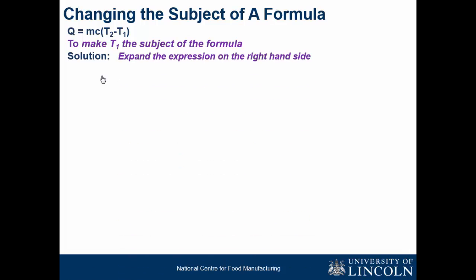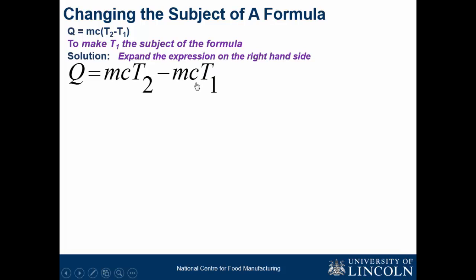So we expand the expression on the right hand side. In order to free our T1, we want to expand the expression on the right hand side. So we multiply out. So we have MCT2 minus MCT1. Because this is a multiplication, MC will multiply T2, so we have MCT2, and MC will multiply minus T1, so we have minus MCT1. So we can see that our T1 is a bit free, but not totally free. We have M and C still attached to T1. So we will look at how we get rid of them.